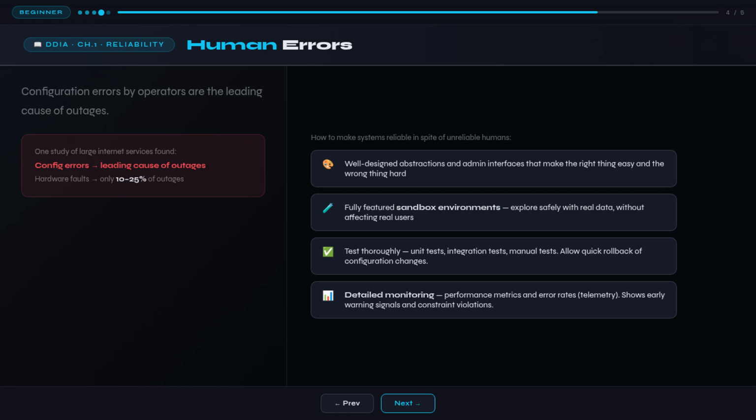So how do we build systems that remain reliable despite being operated by fallible humans? The book identifies several complementary strategies that work together. First, make the right thing easy and the wrong thing hard.